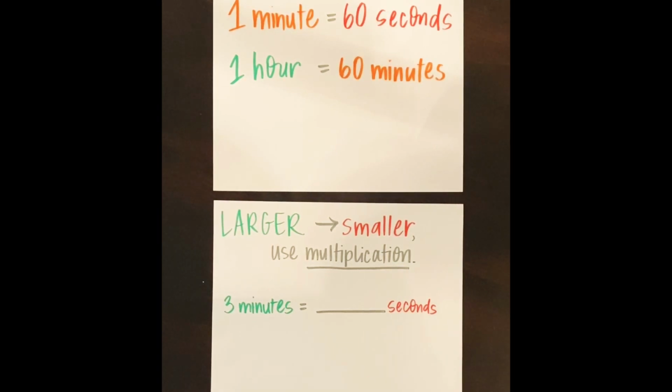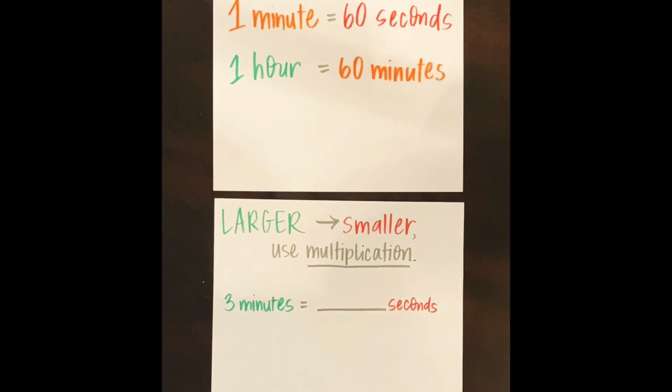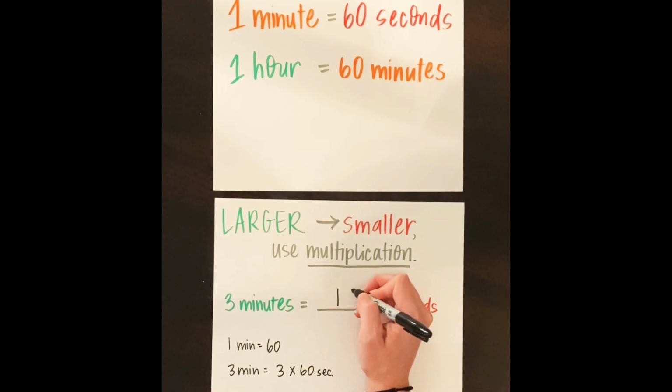So if I'm looking at 3 minutes and I want to know how many seconds that is, I'm going from a larger unit to a smaller unit, so I'm going to use multiplication. Well, 1 minute is 60 seconds, so 3 minutes is going to be 3 times 60 seconds. Now, I know that 60 is the same as 6 groups of 10, so I could really just think of 3 times 6, but really knowing it's 6 groups of 10. So 3 times 6 is 18, so 18 groups of 10 is 180 seconds.